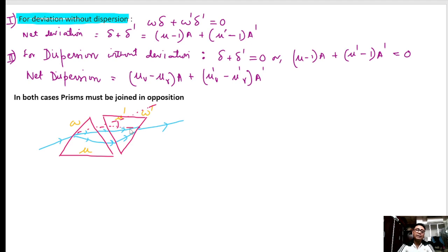That means we have the deviation, but there is no dispersion, no splitting. Ultimately there is no splitting. So that is the condition for deviation without dispersion: omega sigma plus omega dash sigma dash is equal to 0. Correct?